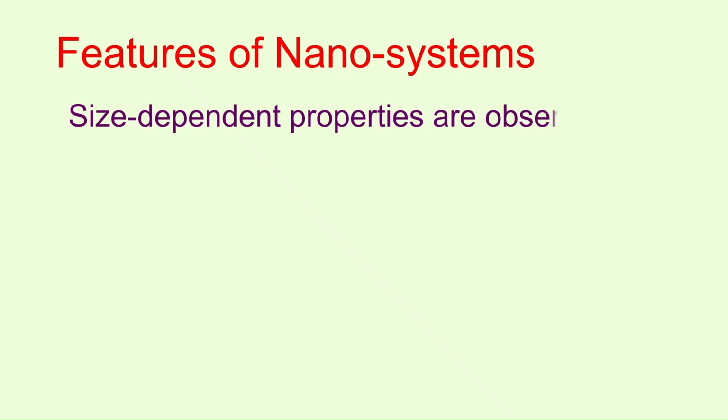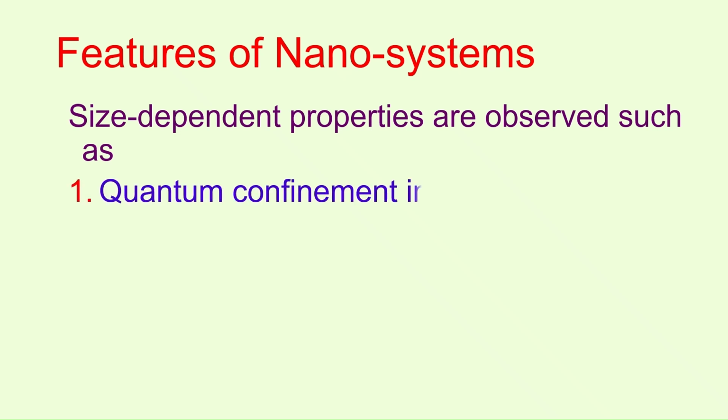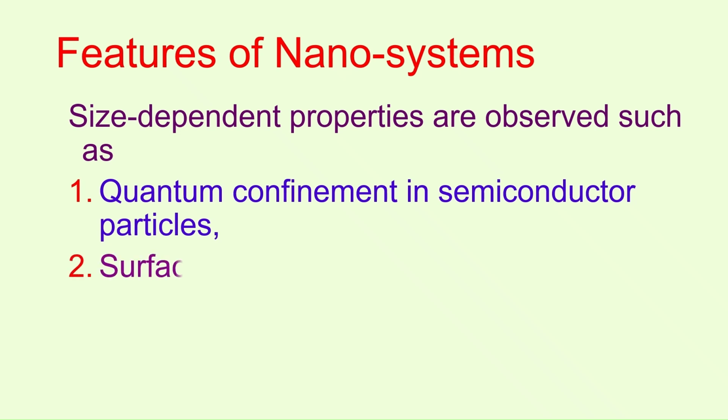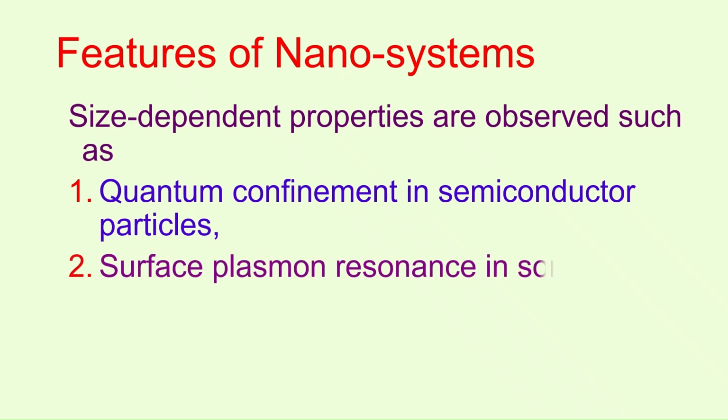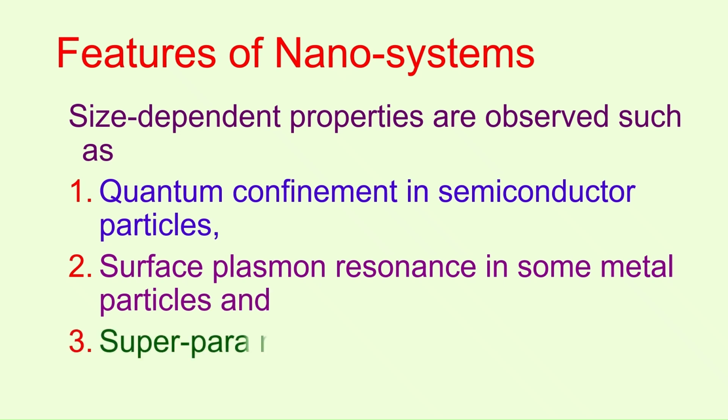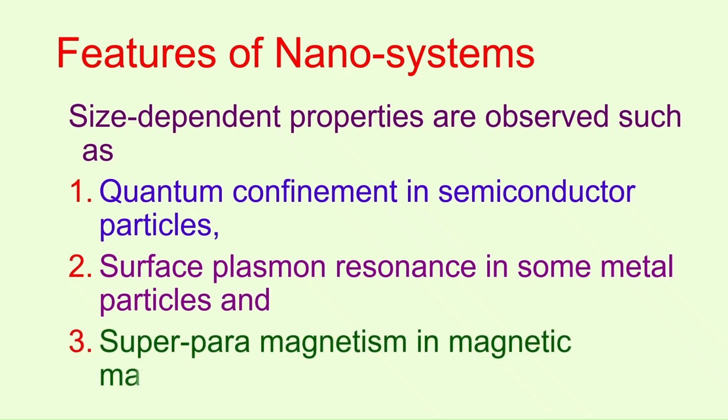Features of nanosystems. Size-dependent properties are observed, such as 1. Quantum confinement in semiconductor particles. 2. Surface plasmon resonance in some metal particles, and 3. Superparamagnetism in magnetic nanomaterials.